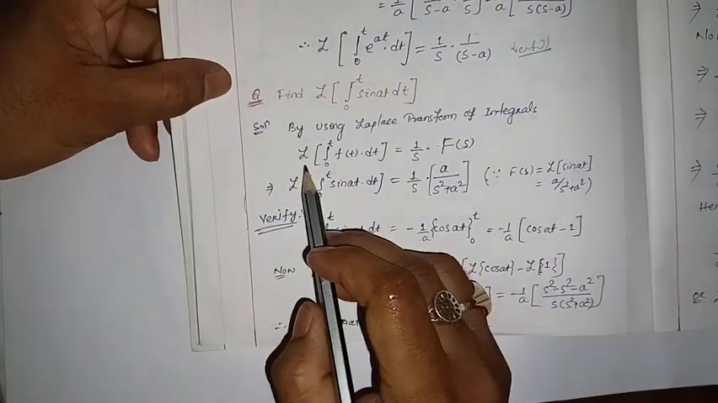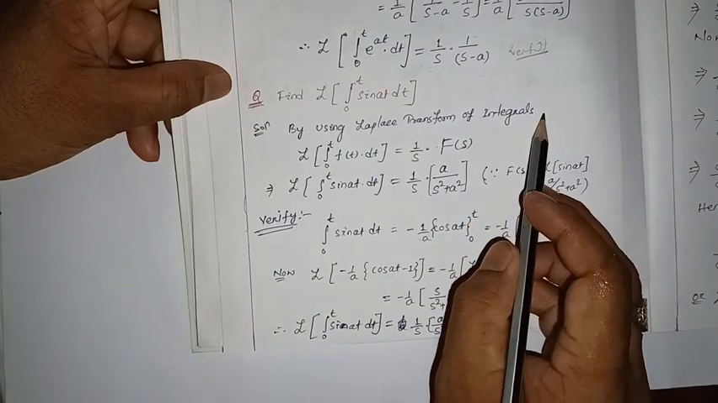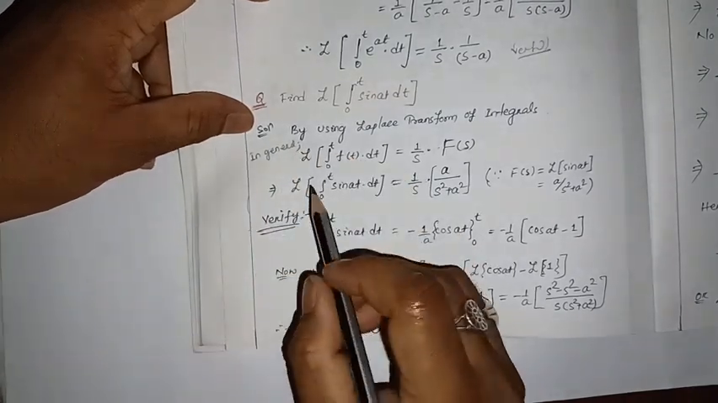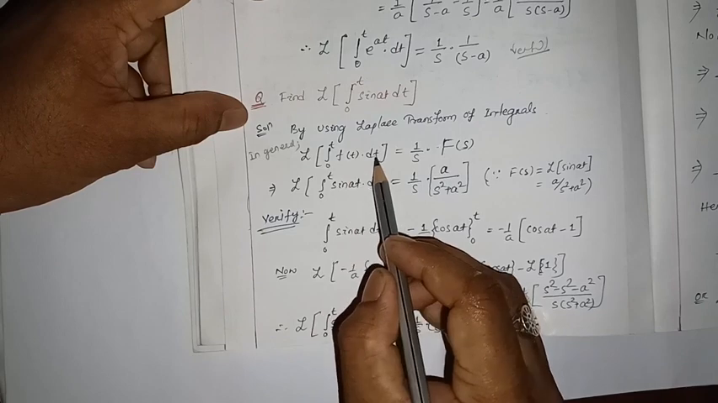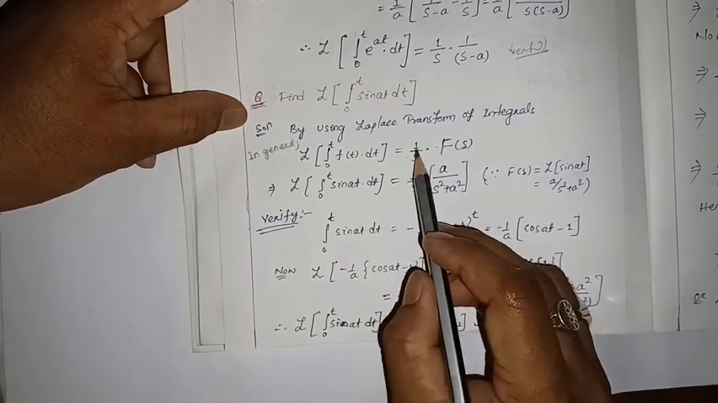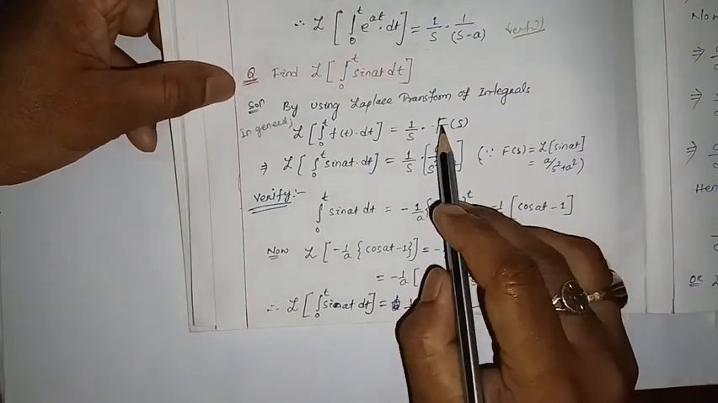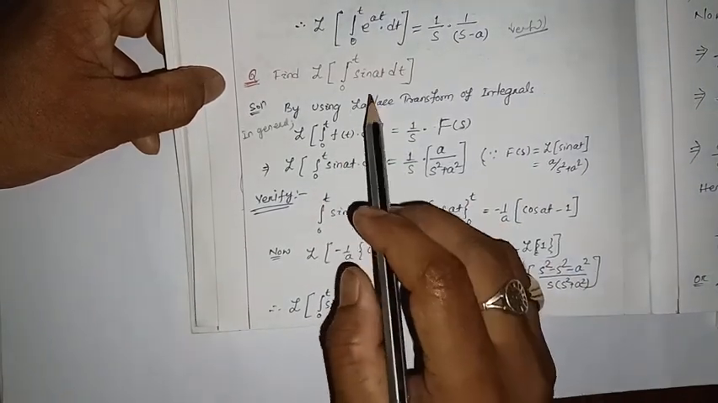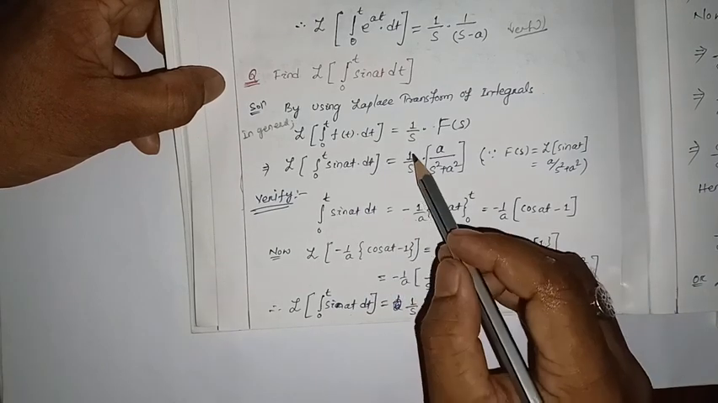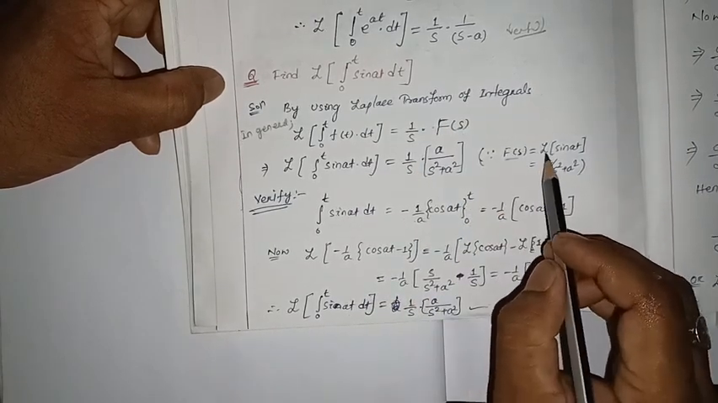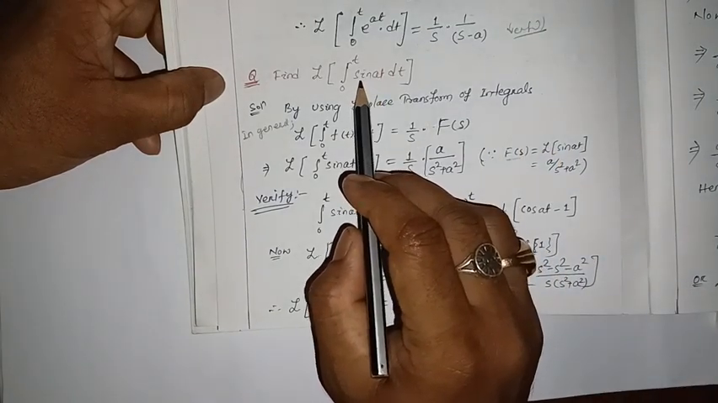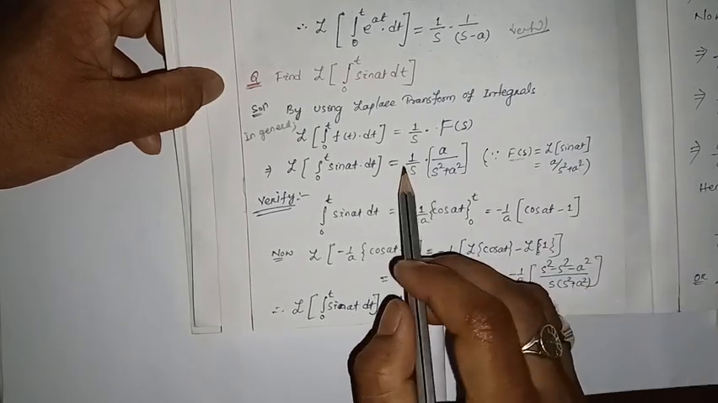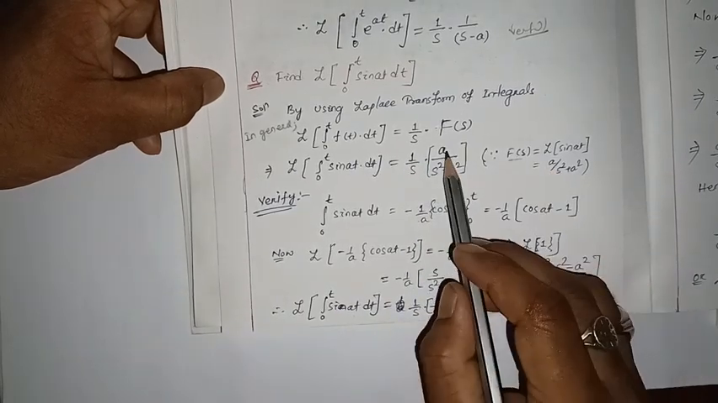See, in general, by using the Laplace transform of integrals, we know that the Laplace transform of the integral from 0 to t of f of t dt is 1 by s into capital F of s, where capital F of s is nothing but the Laplace transform of f of t. If I compare with the question, this f of t is nothing but sin at. Here F of s is the Laplace transform of the given f of t. In your question, sin at is your f of t. The Laplace transform of sin at will be a by s square plus a square. So directly the answer we found is 1 by s into a by s square plus a square.